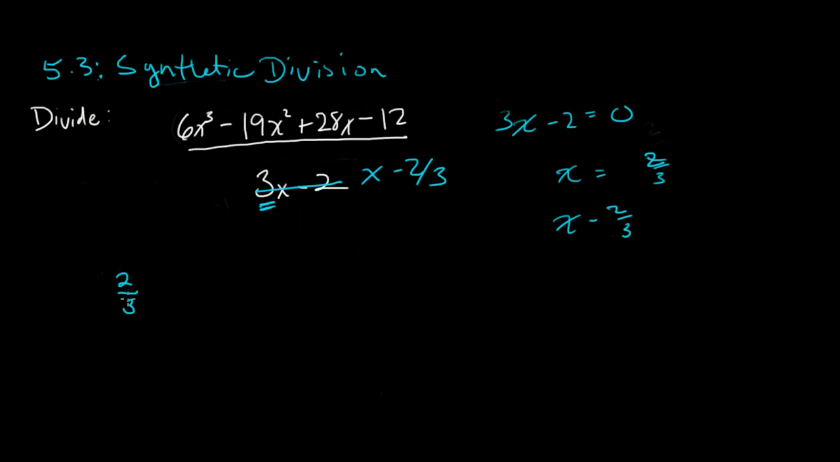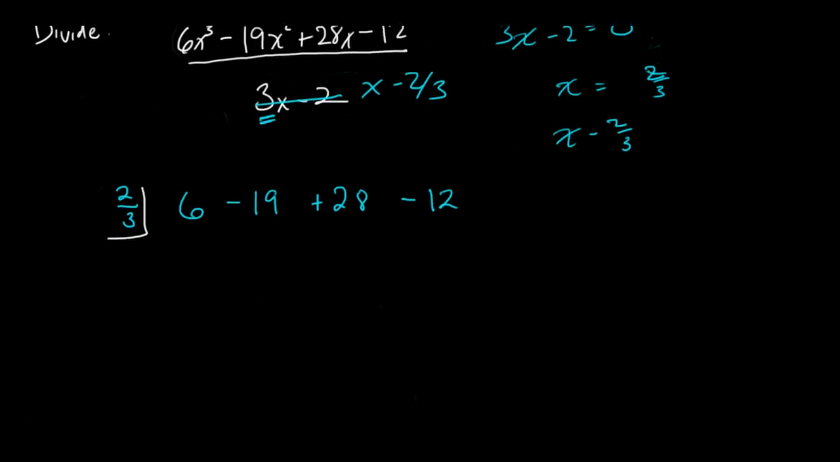Alright. So now we can set up our synthetic division by taking the opposite of that, which would be 2/3, putting it in our divide guy, putting out the coefficients of each of these terms. So it would be a 6, a negative 19, a positive 28, and a negative 12. Alright, well, we just bring down the 6 per usual.